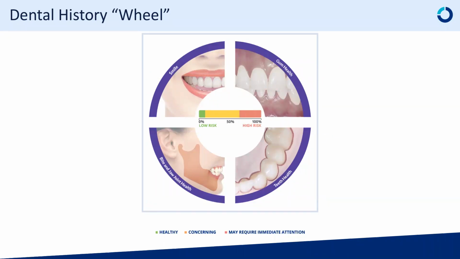The dental history starts with what our patients and offices have dubbed as the wheel. The wheel is a circular form that will be divided into 4 main modules, or 4 main categories, which cover the gum, the teeth health, the bite and jaw, and then the smile. So every single dental history will be divided into those 4 main categories.